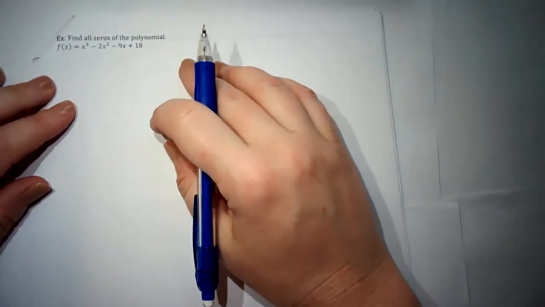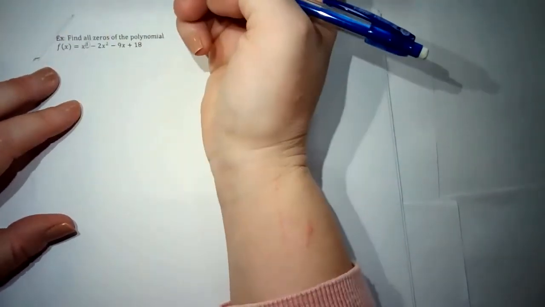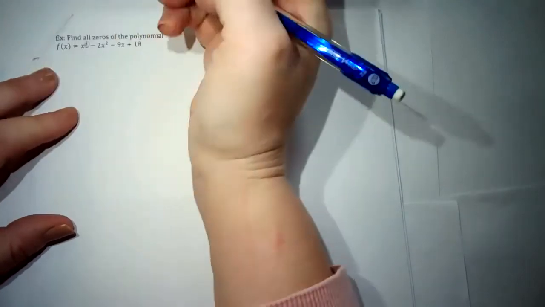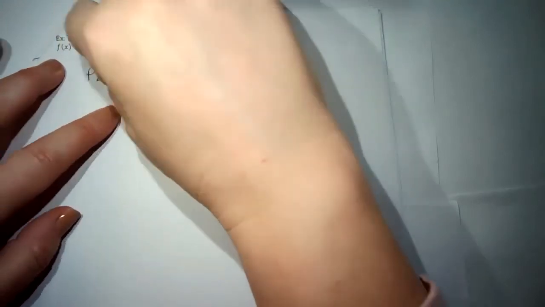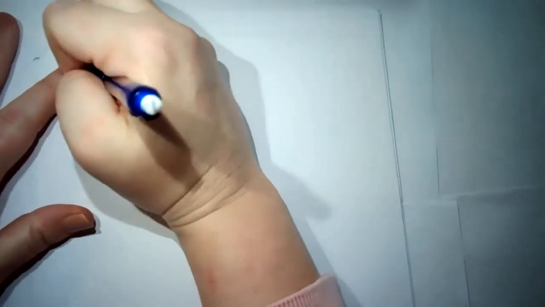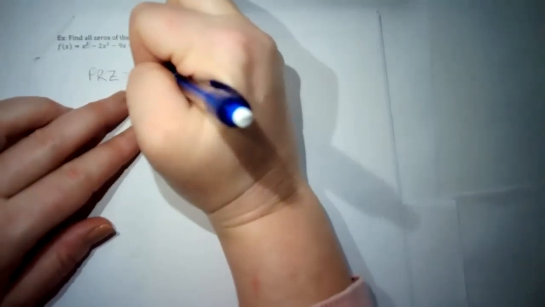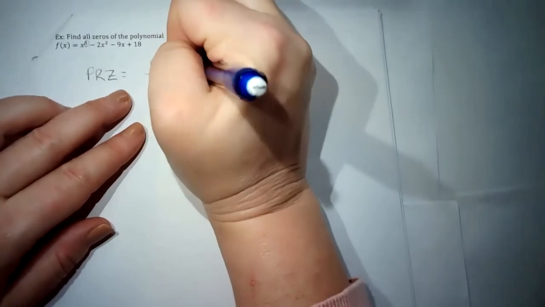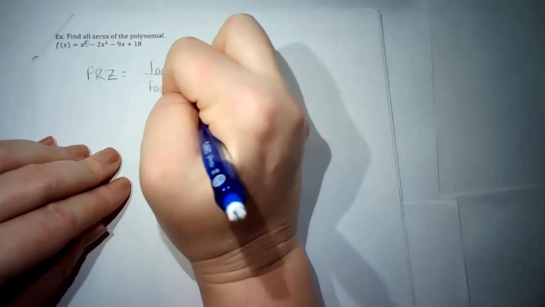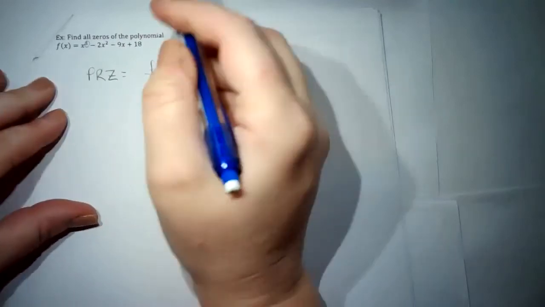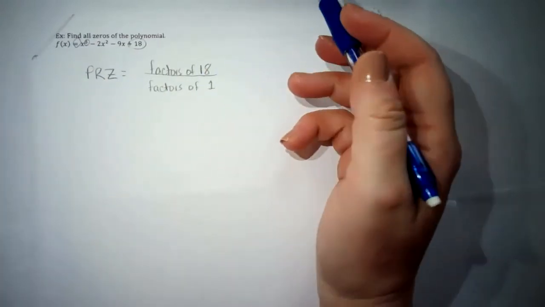Directions just say find all zeros for the polynomial. All right. So I'm supposed to have 3. Step 1 is going to be find your possible rational zeros, right? So in the top, I'm going to have factors of 18. And in the bottom, I'm going to have factors of 1. Because remember, it's the constant and the leading coefficient. That's what we're dealing with.